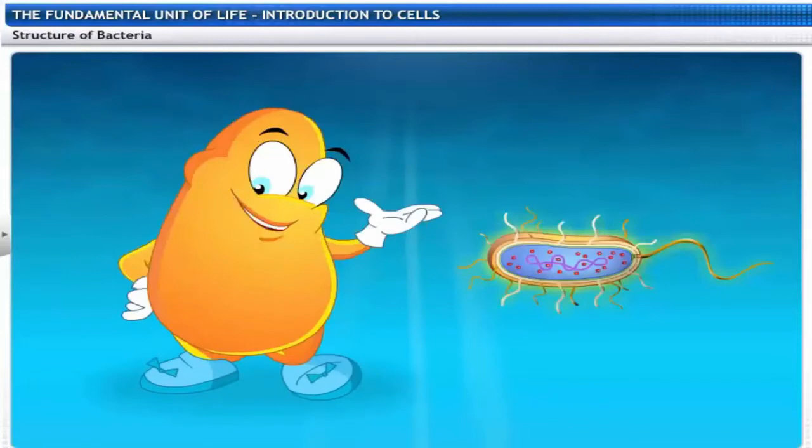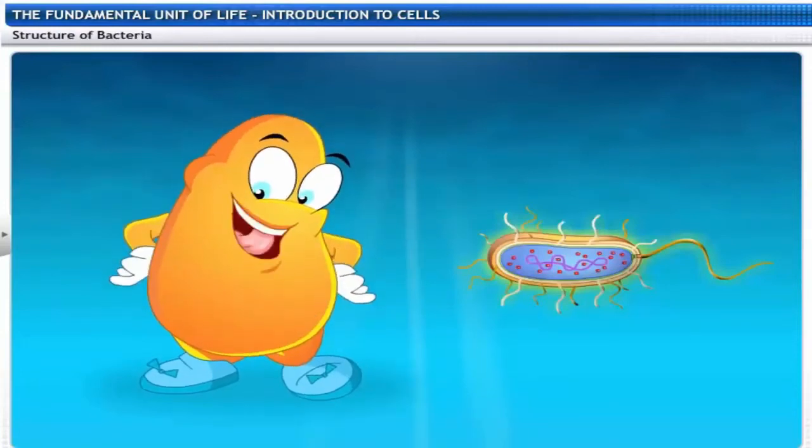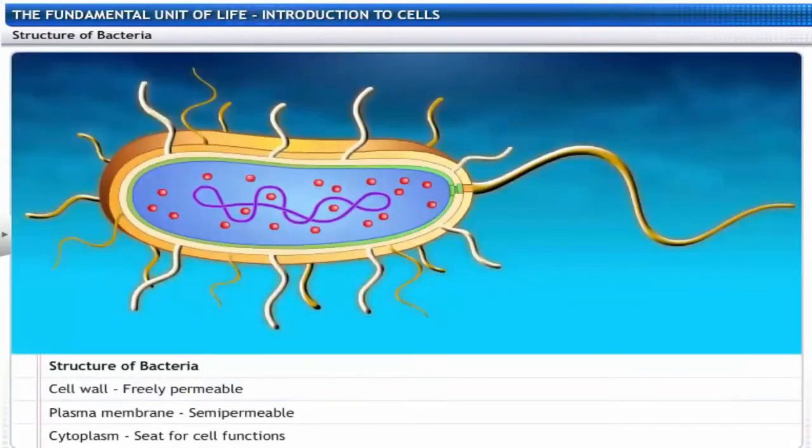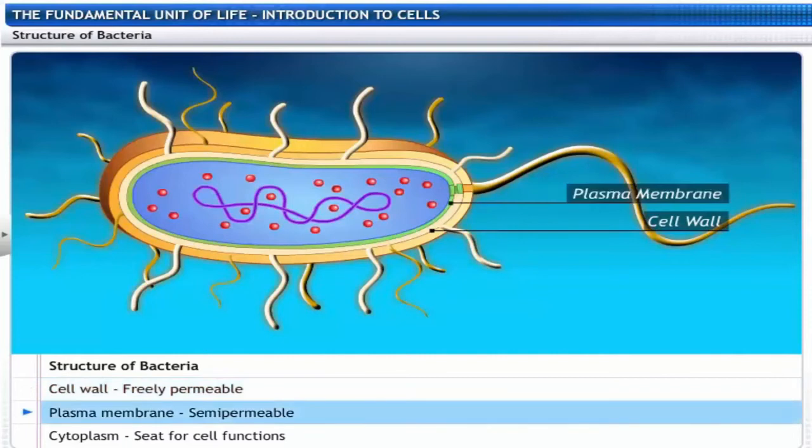Hey, here's a bacteria that is actually prokaryote. Let's take a closer look at it. The cell wall is a non-living layer composed of polysaccharides and proteins. The plasma membrane is a living membrane made of lipids. It is selectively permeable. Hence, it transports ions, nutrients, and wastes across the membrane.